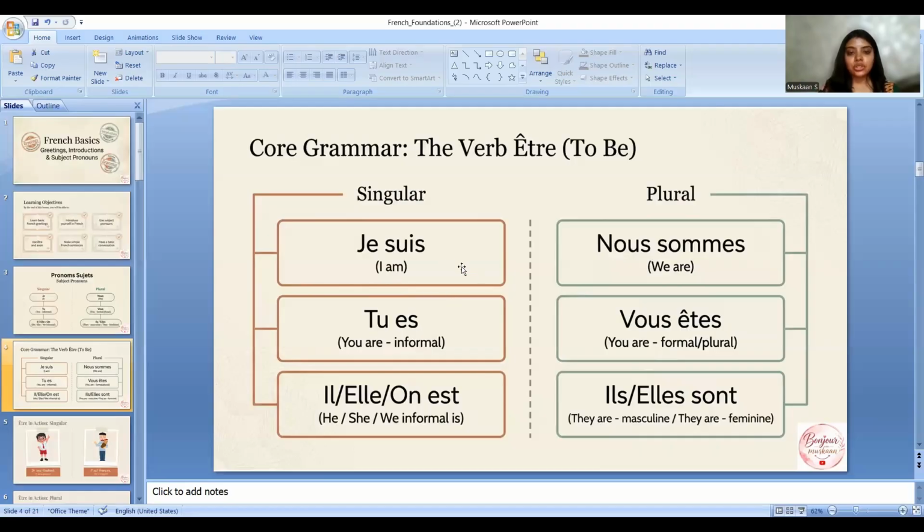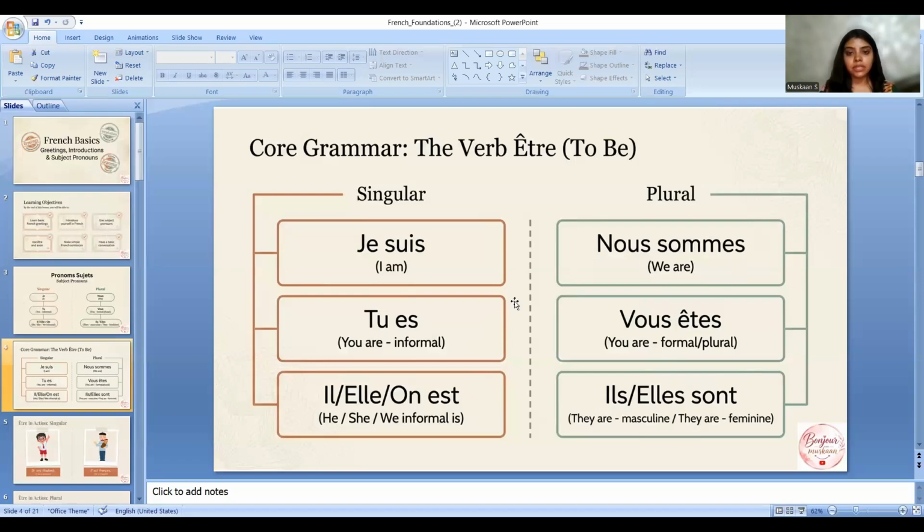Now let's repeat once again. Je suis, tu es, il, elle, on est, or il est, elle est, on est. Then nous sommes, vous êtes, ils sont, elles sont.